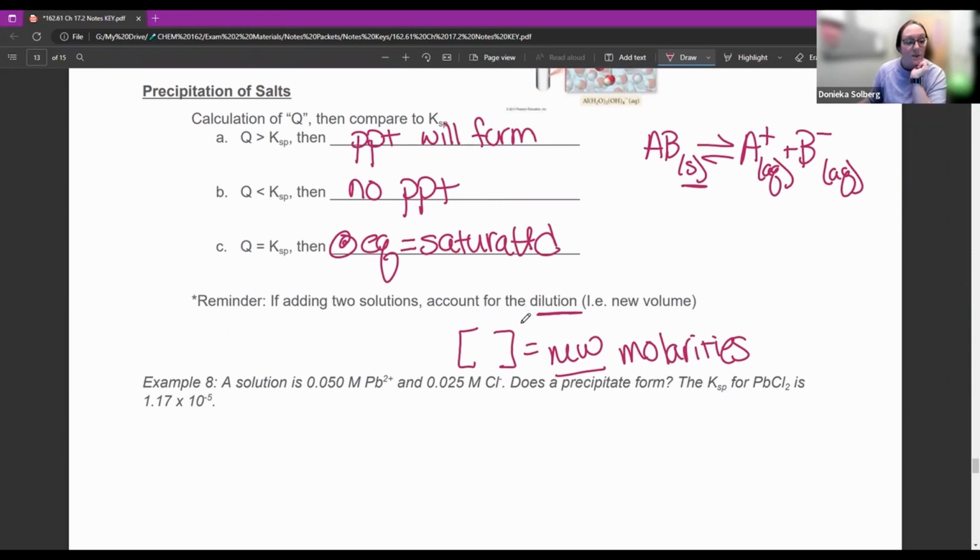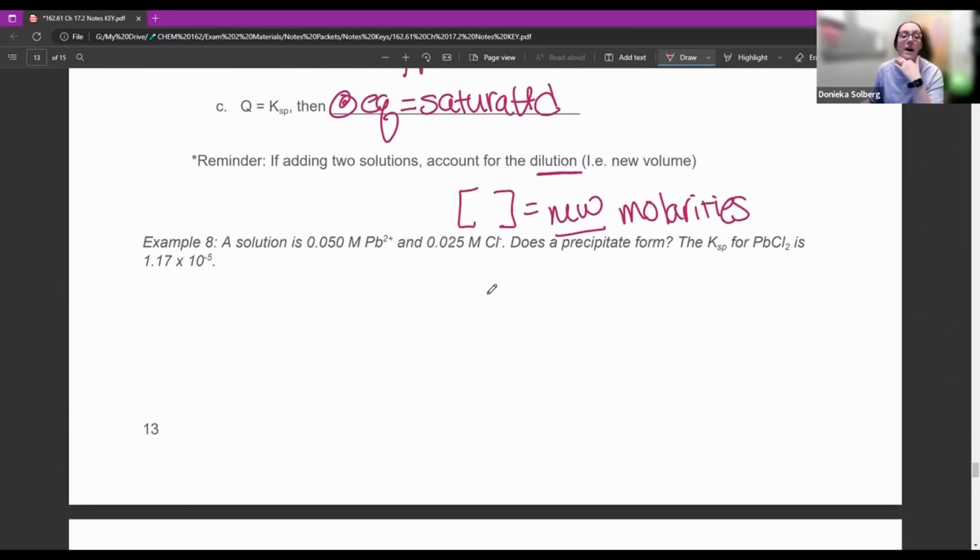Okay, so example number 8 says the solution is 0.05 molar of lead 2 plus and 0.025 molar of Cl minus. Okay, so I have twice as much lead as I have chloride. Does a precipitate form? Okay, so if I'm asking this, that means I need to calculate Q. All right, is it going to create a solid or not? The Ksp for PbCl2 is 1.17 times 10 to the negative fifth.